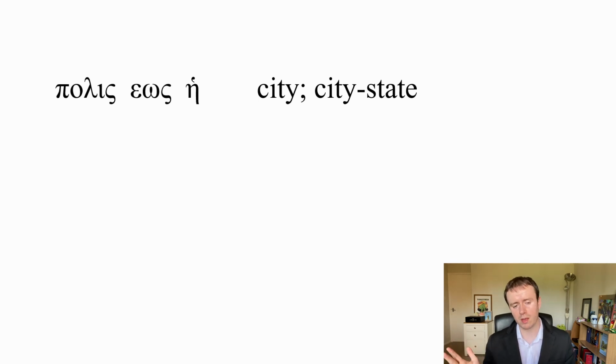Anyway, how would we recognise that polis is a 3E noun? Well, its nominative singular ends in is, and its genitive singular ends in eos. In light of that, it must be a 3E noun. And in particular, because of the is ending in the nominative singular, it must be a 3E noun of the first kind.